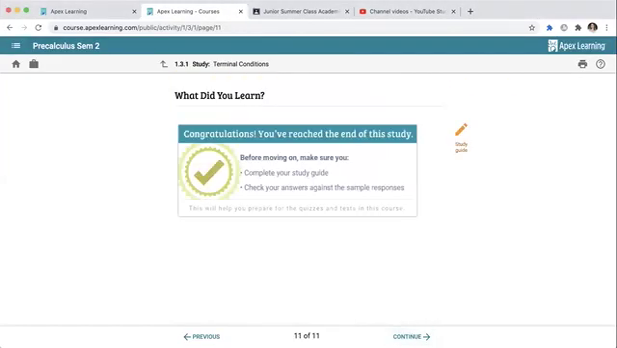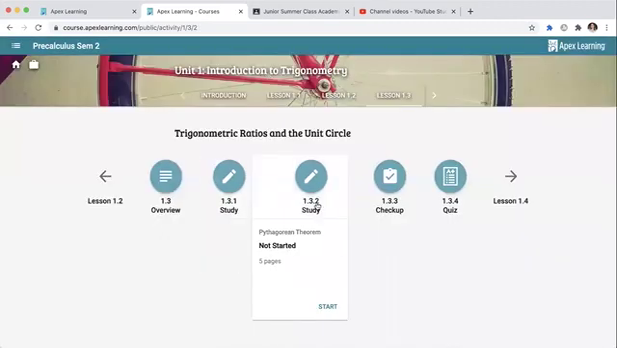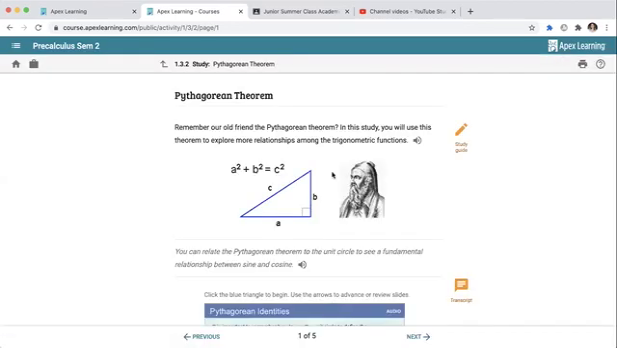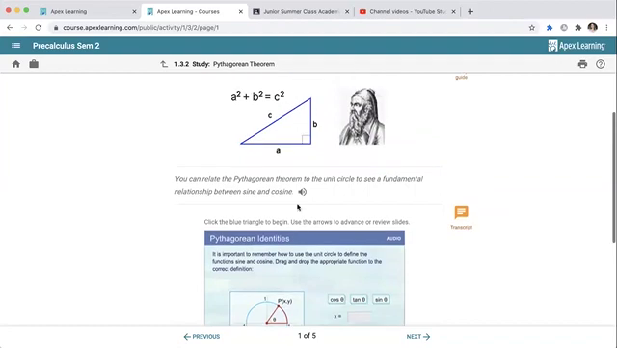If we keep going on here, yes, we finished. Perfect. If we keep going on to our study, we have another quick study in this unit before we get to our checkup. But this one should not be anything super new. This is just an extension of the Pythagorean theorem, so I'll skip over this quickly.